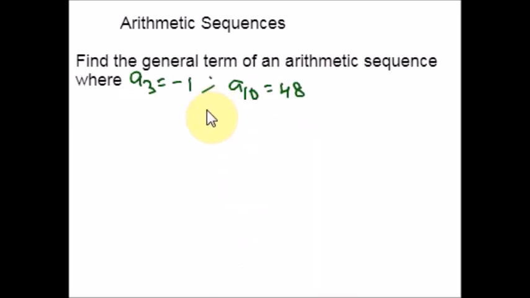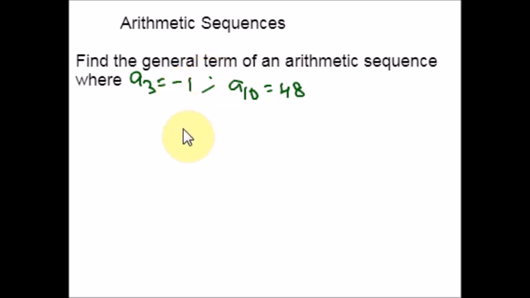Here is an example. Find the general term of an arithmetic sequence where A3 is -1 and A10 is 48. To determine a formula for the general term, we need A1 and D. Am I right? Generally, for all arithmetic sequence problems, we need A1, the first term, and the common difference D. A linear system with these as variables can be formed by using the given information.